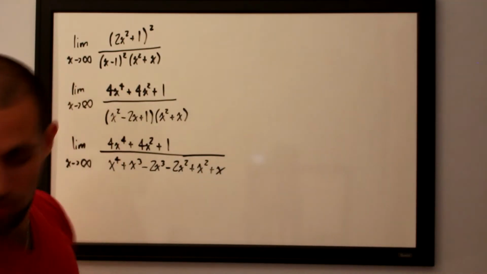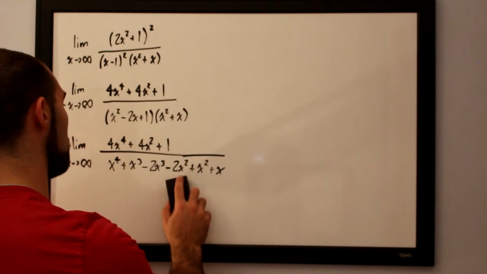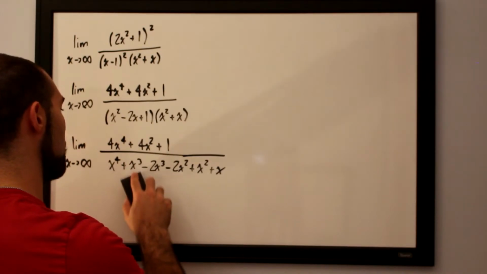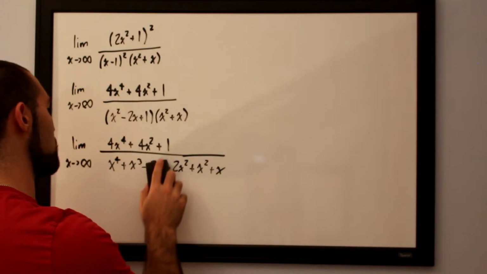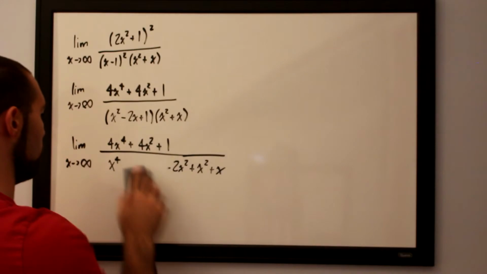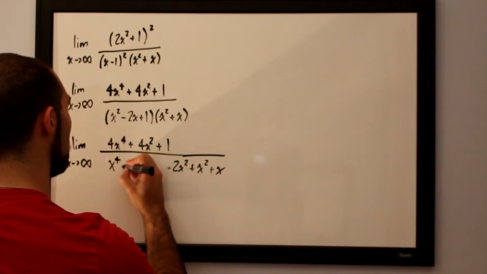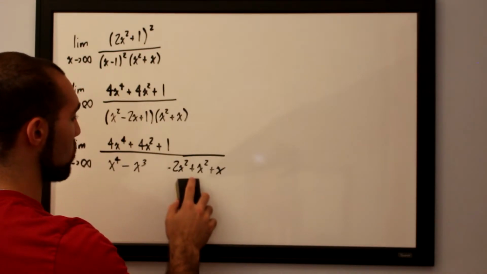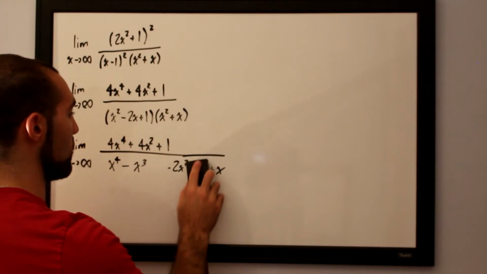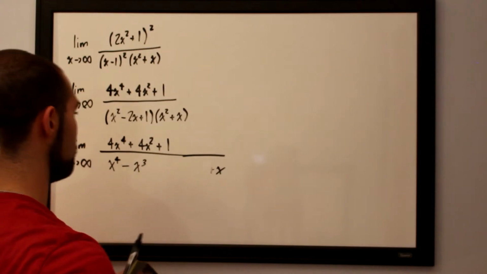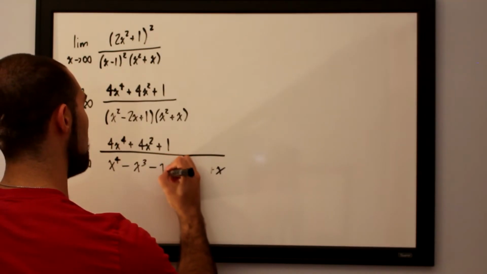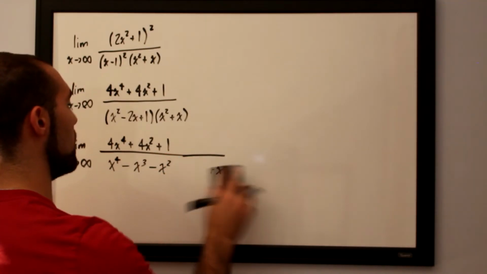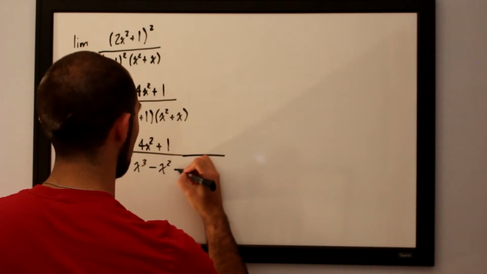So let's go and simplify this a little bit. We're going to have x to the third minus 2x to the third, that's just going to be a negative x to the third. So x to the fourth minus x to the third. Negative 2x squared plus x squared is going to leave us with negative x squared, and then we're going to be left with a positive x at the end.